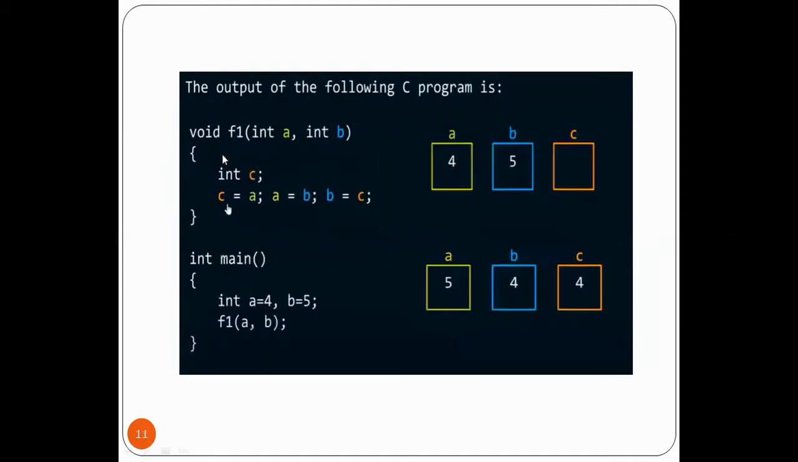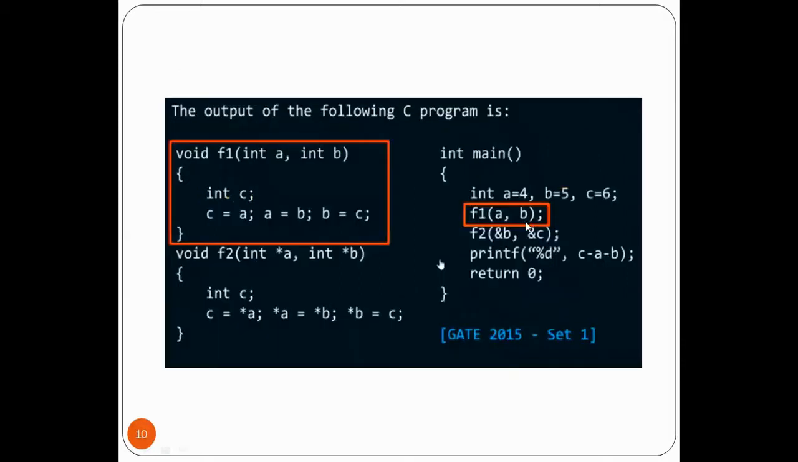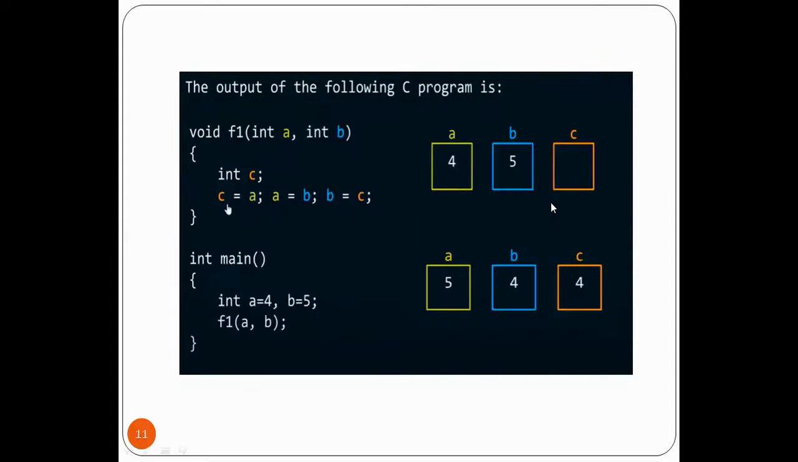f1, now look at it. What is f1? f1 is integer a, integer b. So a is receiving the value of, what was a? If you see, a is 4 and b is 5, right? So we are passing 4 and 5 over here. And then inside the function, we are declaring another variable c.